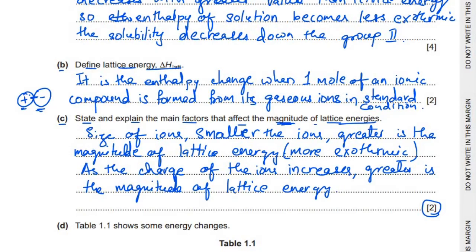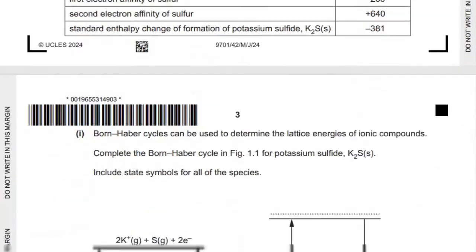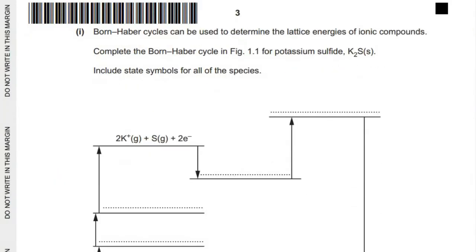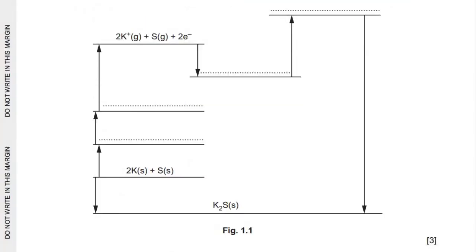Okay, let's go ahead with the next part, where we have got a table of various energies, the enthalpy values, and here a Born-Haber cycle can be used to determine the lattice energy of ionic compounds, and complete the Born-Haber cycle in figure 1.1 for potassium sulfide, that is K2S, in solid form. Include the state symbols for all the species given here. Now we can see that the dashed lines are given here, starting with the potassium in solid form and sulfur in solid form, and here we are ending up with 2 potassium ions and the sulfur and 2 electrons, and all this is the cycle.